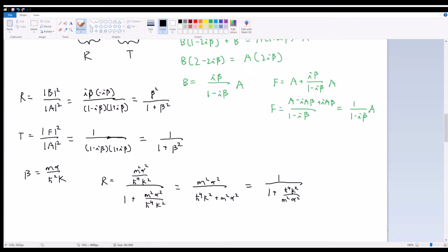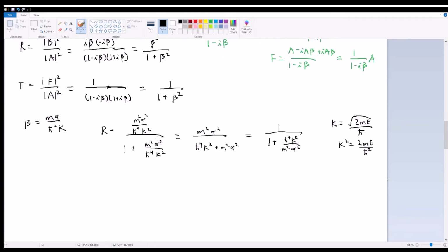Then we can redefine k, because remember that k itself was a variable in terms of energy. So k is equal to the square root of 2mE over ħ, as we've defined earlier. So k squared is going to equal 2mE over ħ². This is going to give us 1 over 1 plus 2ħ²E over mα². Is that correct?